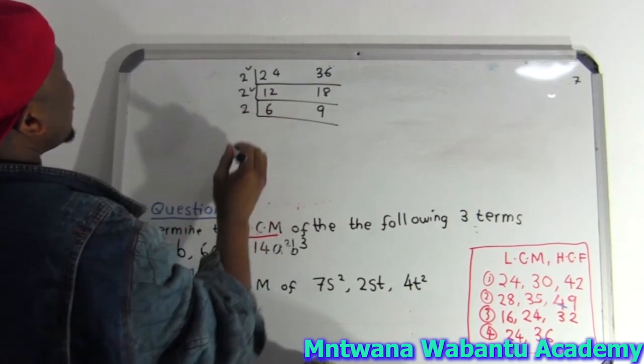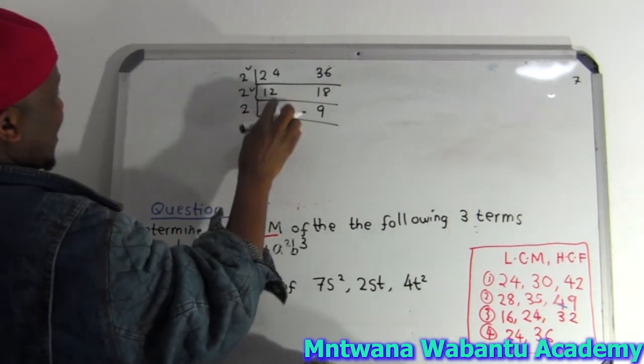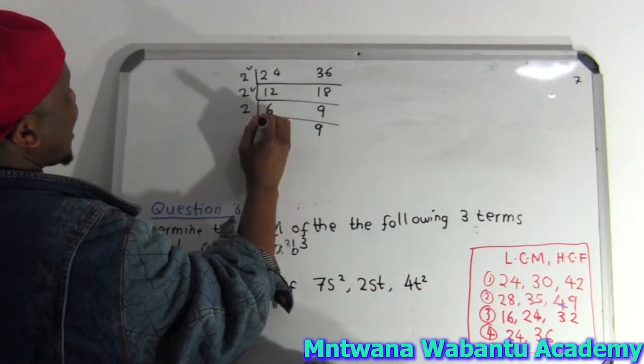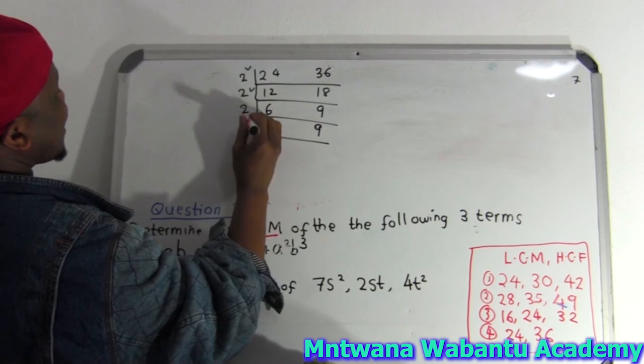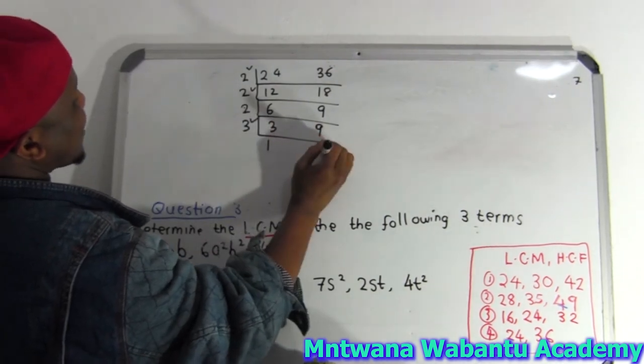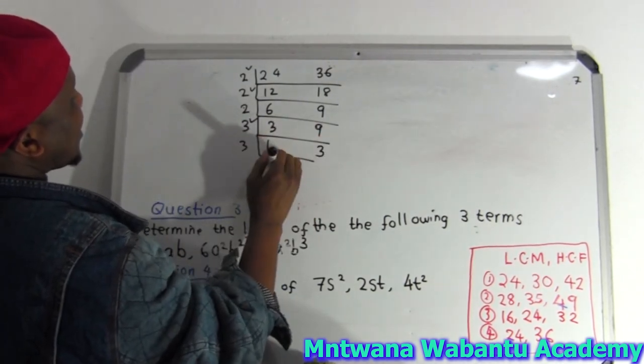Now 2 is not going to go for all of them, only the first one. 3, and this is going to give us 9. Okay, and then 2 no more. So we're going to go for 3. 3 here is going to go for both of them. 1 and 3, and then 3 again, 1.